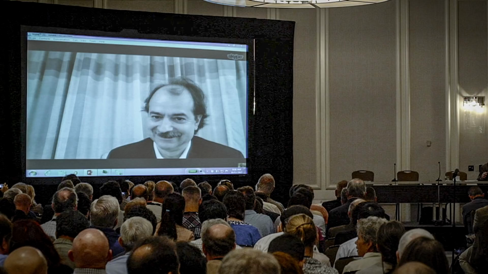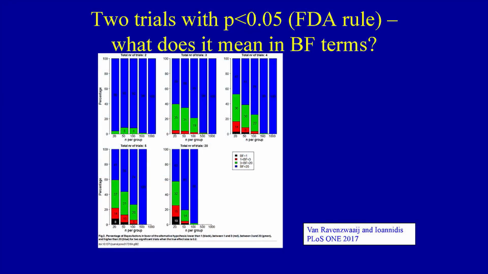This has major connotations for the validity of the inferences that we make in most fields where p-values are used. Some fields where p-values have been used more successfully are those in clinical trials where, for example, Steve mentioned the 2 trials with p less than 0.05 FDA rule. I think it has worked relatively well, but even this one is not optimal.